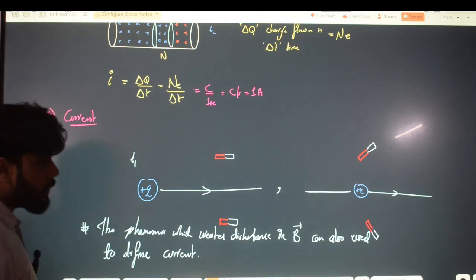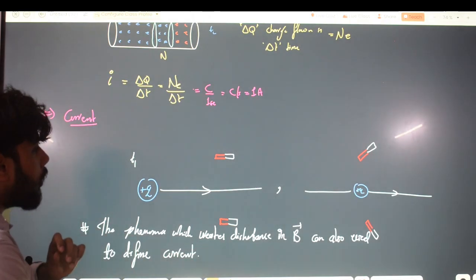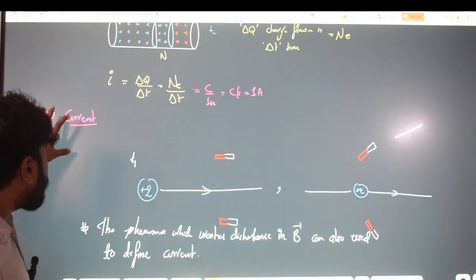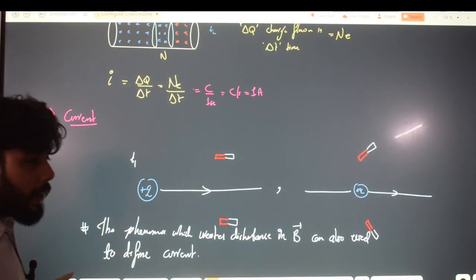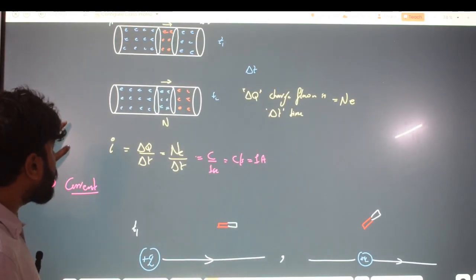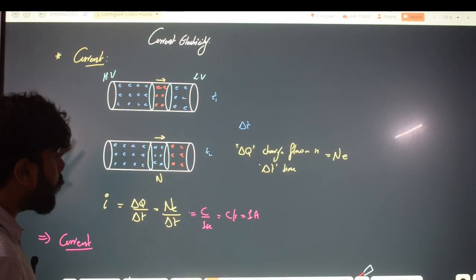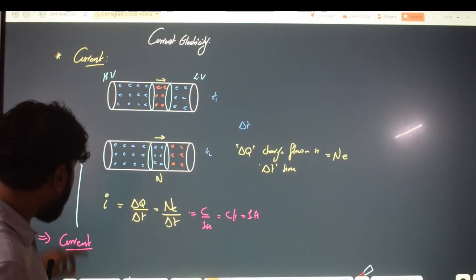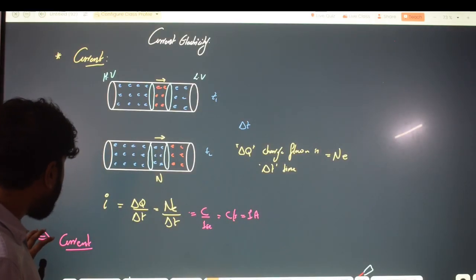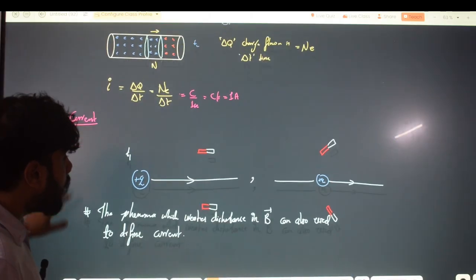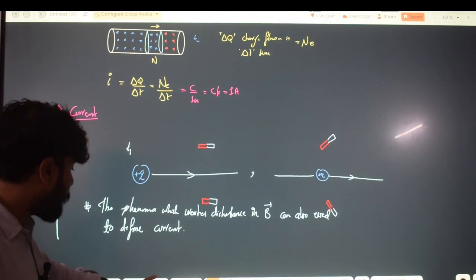Later on we will study the meaning of this statement, but for now you can understand current is also one of the physical quantities which can produce magnetic field. So one way to understand current in basics is that it is just the flow of charge per unit time, and if you want to go a little bit more advanced, it is just a physical quantity which can produce magnetic field. That is another way to understand current.